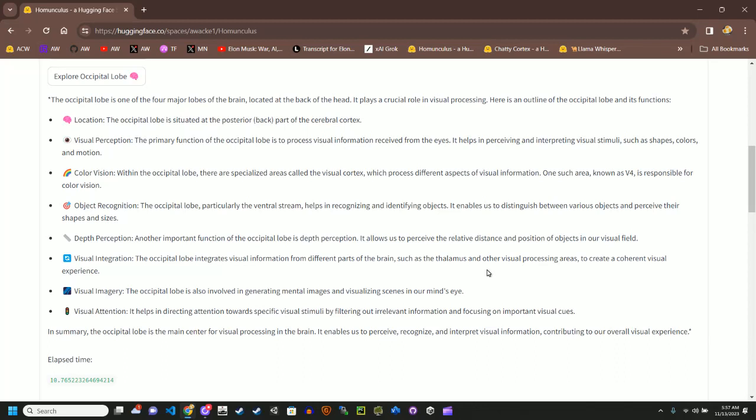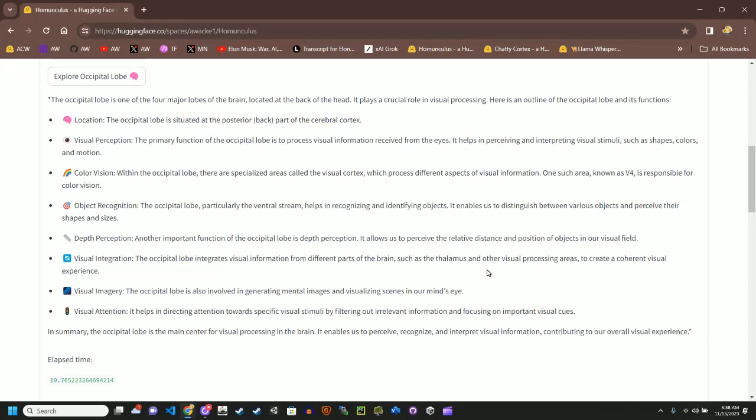Color vision: within the occipital lobe, there are specialized areas called the visual cortex, which process different aspects of visual information. One such area, known as V4, is responsible for color vision. Object recognition: the occipital lobe, particularly the ventral stream, helps in recognizing and identifying objects. It enables us to distinguish between various objects and perceive their shapes and sizes.